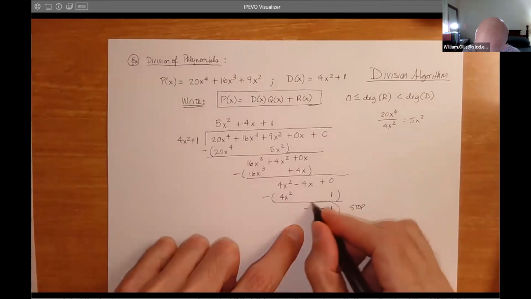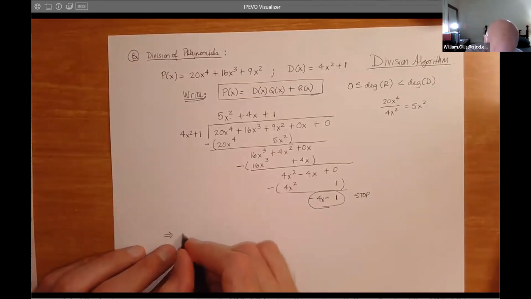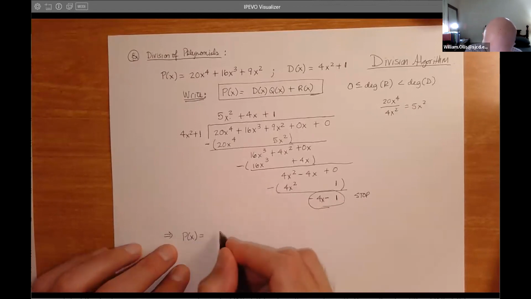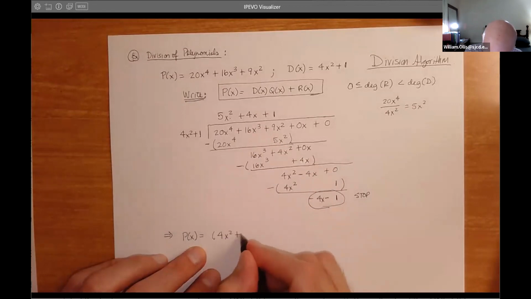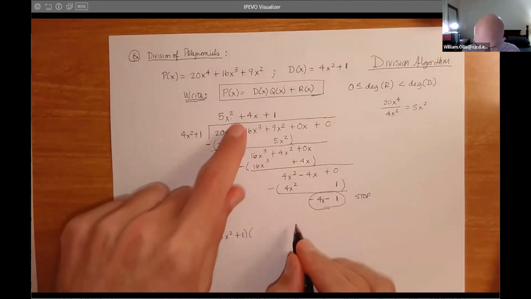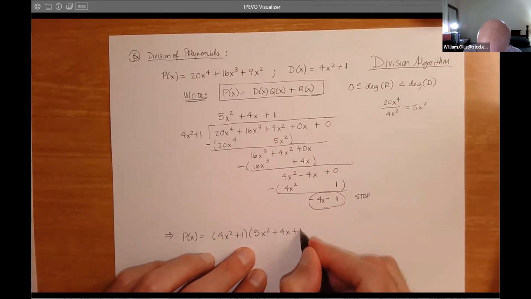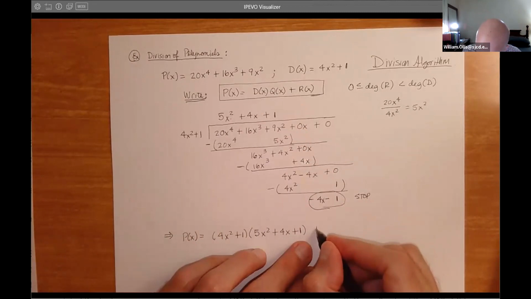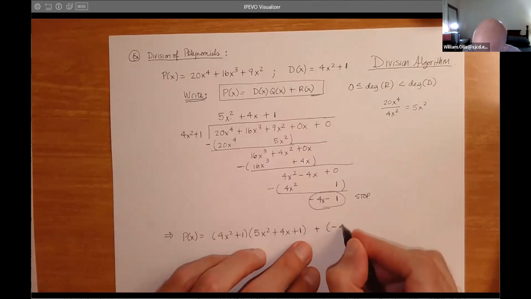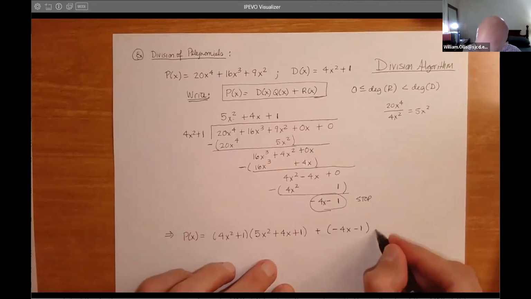This is our remainder. So now this implies that p of x, our original polynomial, is now d of x, which is 4x squared plus 1 times the quotient 5x squared plus 4x plus 1, and then plus the remainder, which again you can write this way in parentheses, plus negative 4x minus 1. So that way we mimic that exactly.